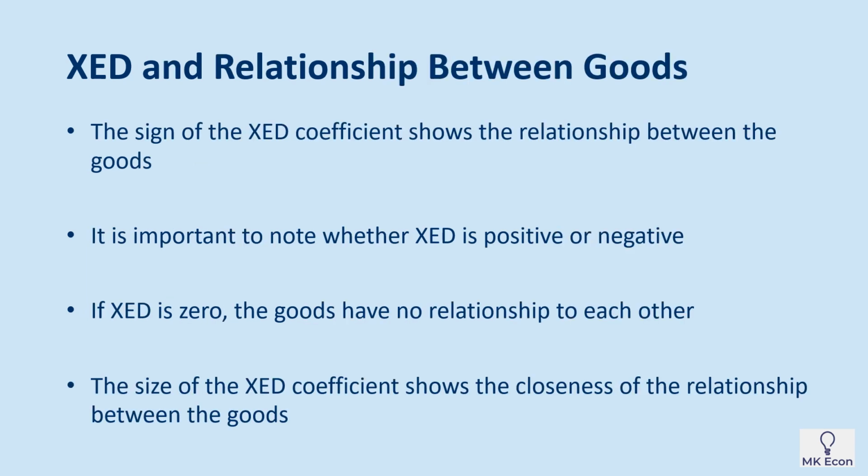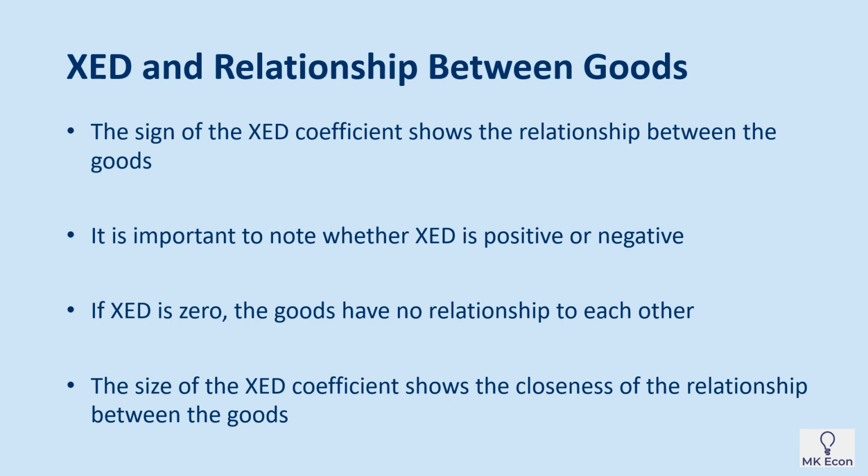So XED numbers that you've just calculated can now tell you the relationship between goods, and they can confirm that for you as a firm, as the government trying to decide on mergers. So it all depends on whether the number is positive or negative. If, say, XED is 0, that would mean the goods have no relationship whatsoever to each other. So that might be quite unusual to have that coming up.